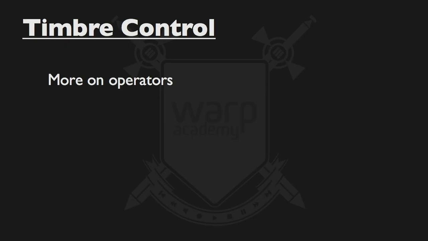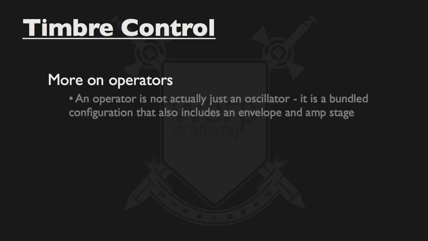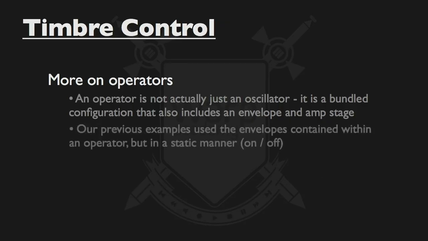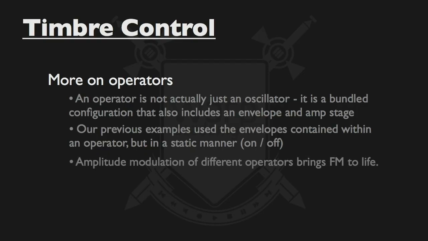In the context of an FM synth, an operator is actually a bundled up configuration of an oscillator and its accompanying envelopes and amplifiers. The envelope inside an operator, in general, controls its volume, and each operator we used in the previous example had its own envelope doing its thing on the oscillator's volume, but everything was static because all the envelopes were set to our traditional no attack, full sustain, no release on-off envelope. When we start experimenting with different envelope controls over volume, FM comes alive.